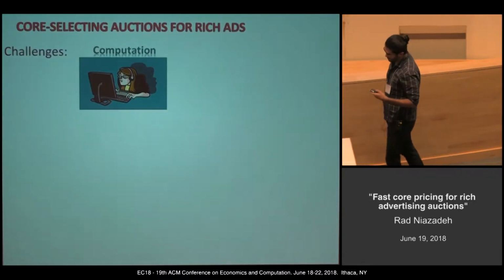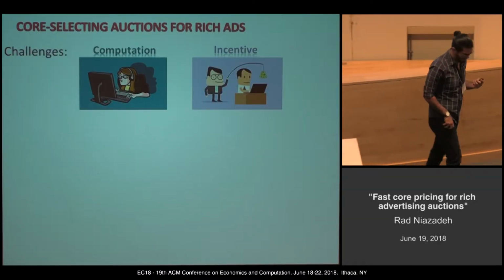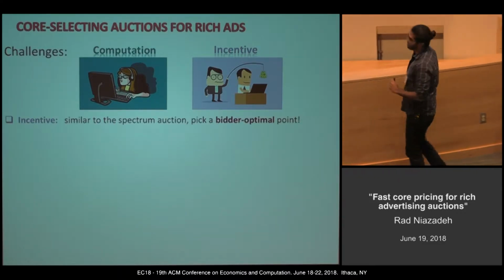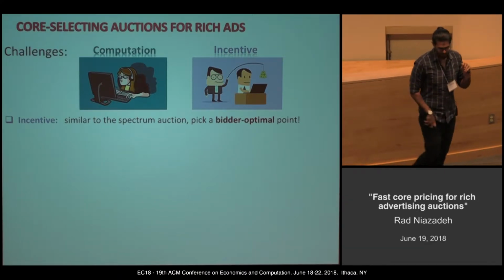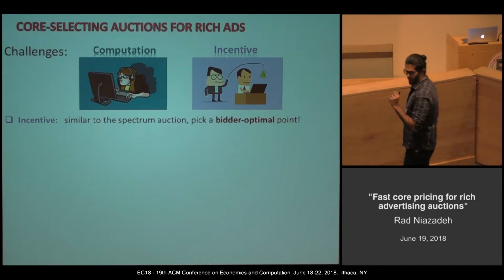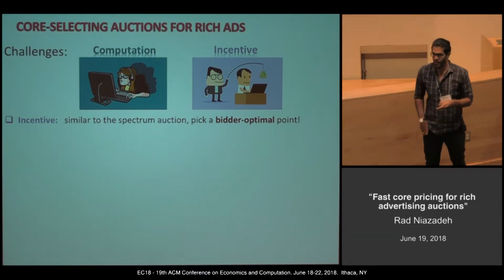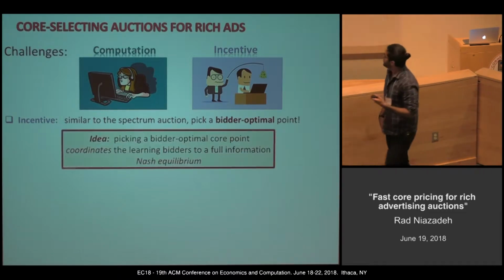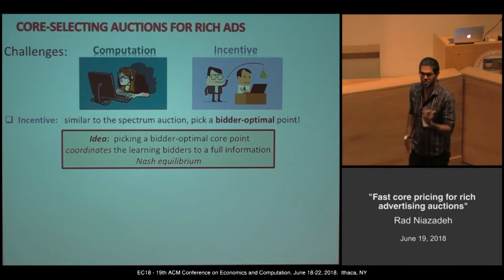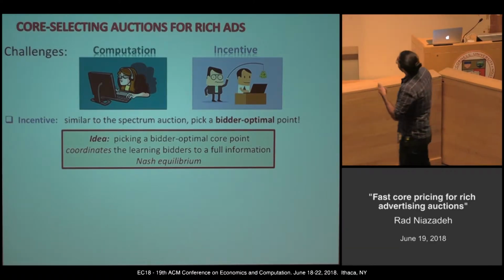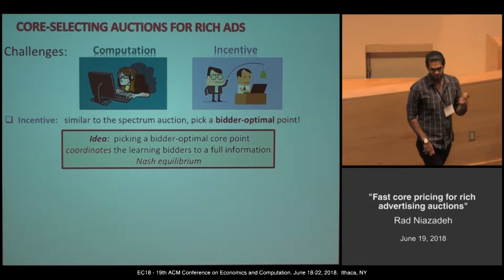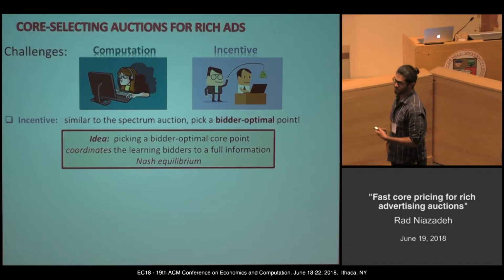So here are the challenges: computation and incentive. Let me address the second one first. Similar to the spectrum auction, I'm going to pick a bidder optimal core point. And actually, there is a reason that this type of core auction can be applicable in the particular setting of ads. The rough idea is, if you assume that the bidders are learning their bids or essentially running some natural dynamics, if you pick a bidder optimal core point, it can be shown that it can coordinate the bidders in order to reach the full information Nash equilibrium of this game.